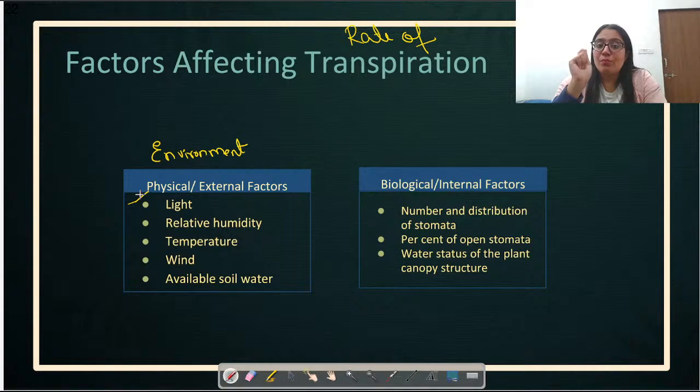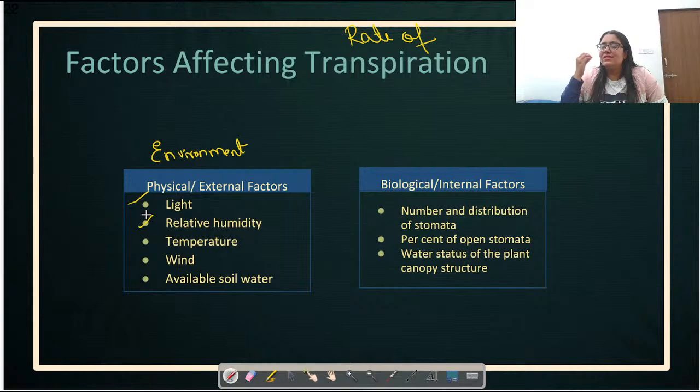So light, or presence of light, really affects the activity of the stomata. If there is presence of light, stomata will open and transpiration will take place. If there is no light, stomata will be closed, transpiration will not take place. So presence of light is very important for transpiration to take place, right? Next is relative humidity, right, students?